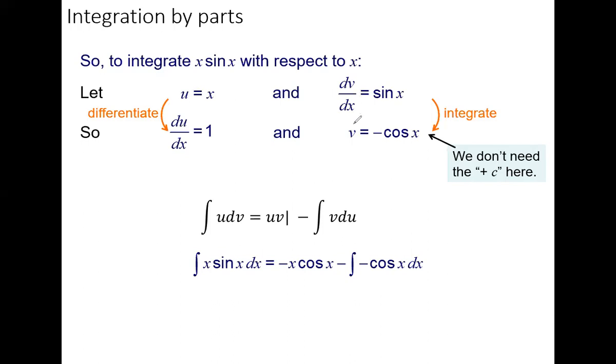And then dv, okay, is equal to sine x dx, okay, good. So when I integrate both sides, it means I'll integrate sine x to get my v, and that gives us negative cos x, okay, good. So then we bring in the values.